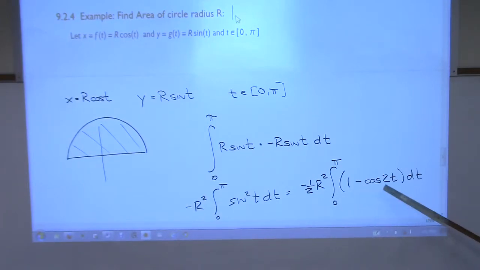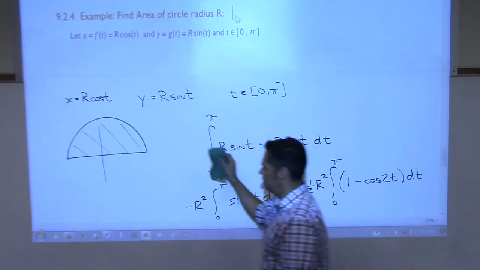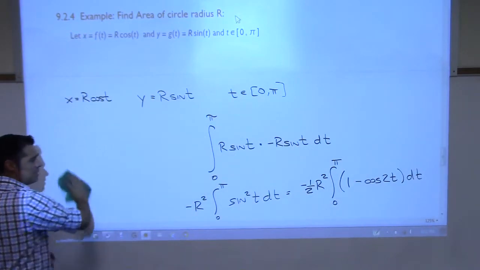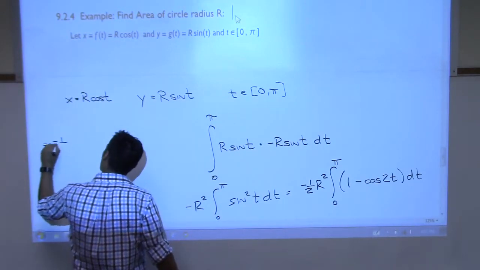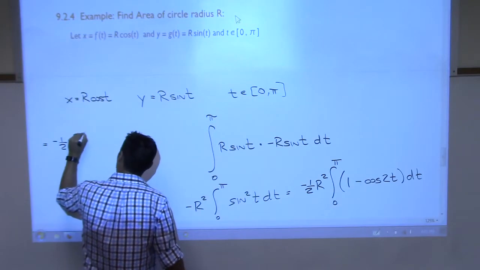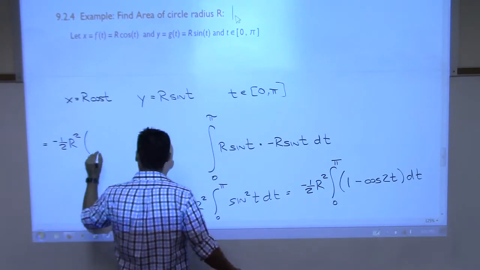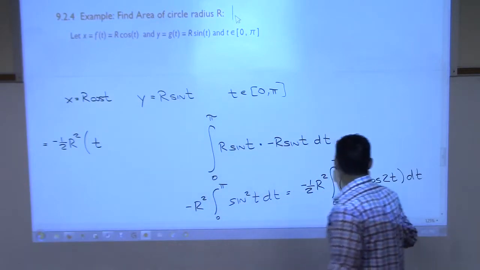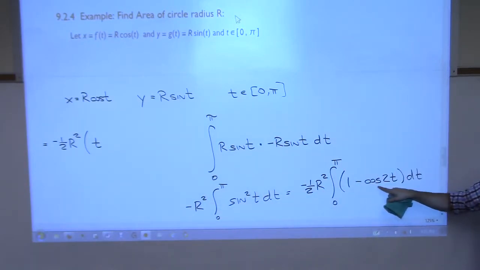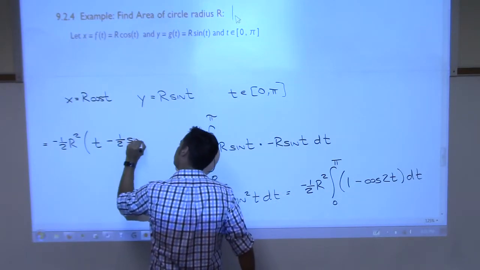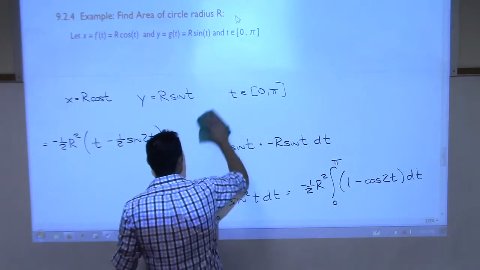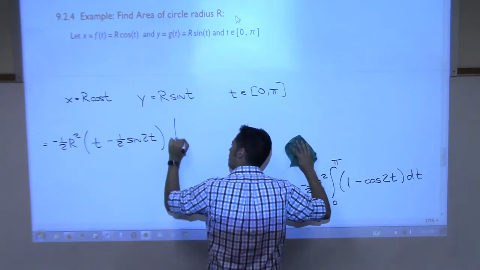And now integrating these. This should integrate pretty clean, right? What's the antiderivative of 1? T, right? Because we're integrating with respect to t, so be careful. Don't put x or something like that. So that line becomes negative 1/2 capital R squared. I'm now doing the antiderivative, so I don't need the integral sign anymore. T. Now, what's the antiderivative of this thing right here? Minus 1/2 sine 2t. And then we're going to evaluate this from 0 to pi.